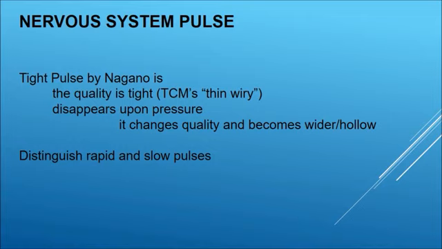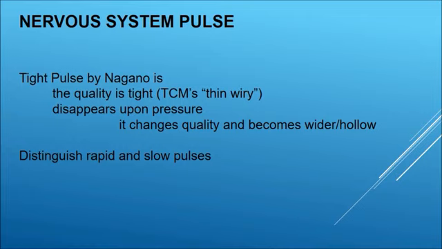Nagano also described a pulse associated with nervous system disorders, the tight pulse. A tight pulse may be described by TCM practitioners as thin and wiry, but a true wiry pulse is supposed to be an excess pulse, so thin wiry is a bit of a contradiction. Tight means that there is tightness in the pulse. That is the quality that it shares with the excess wiry pulse.